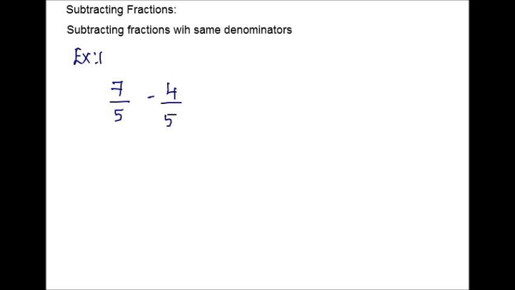Okay, please look at the question. The denominators are the same here, so we can perform subtraction directly. Okay, let me show you the steps on the board. Keep the denominator common and just perform the operation given in the top row. 7 minus 4 is 3.